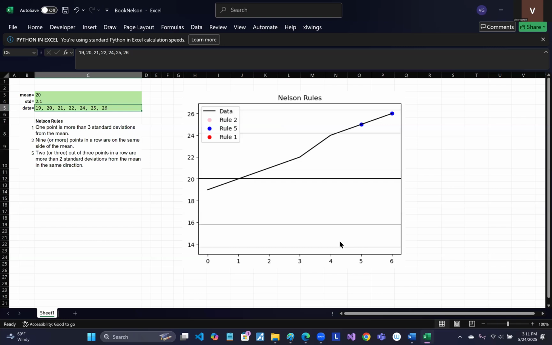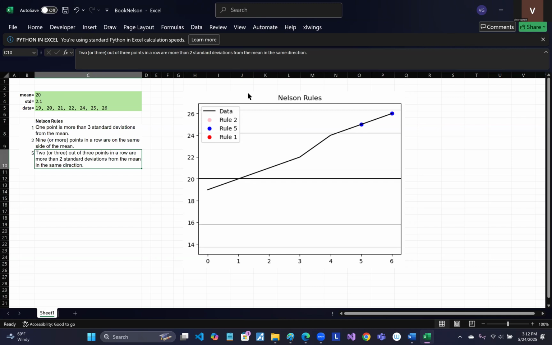Enter the mean, standard deviation, and data into the green cells, and press enter. The chart will show if there are violations of the Nelson rules. In this example, we test only 3 rules, number 1, 2, and 5. The chart shows 2 violations of the rule number 5 as 2 blue points.